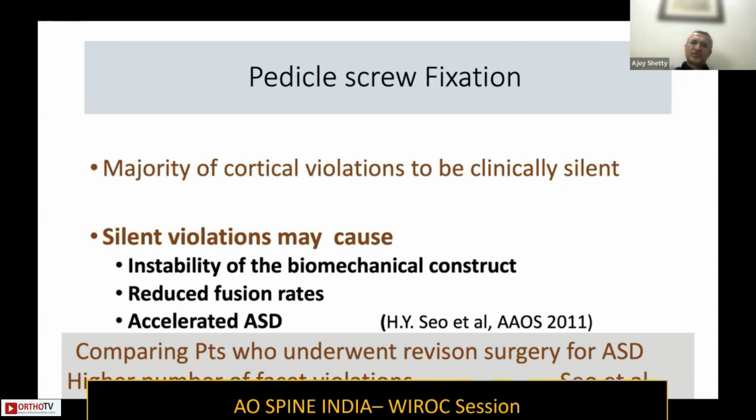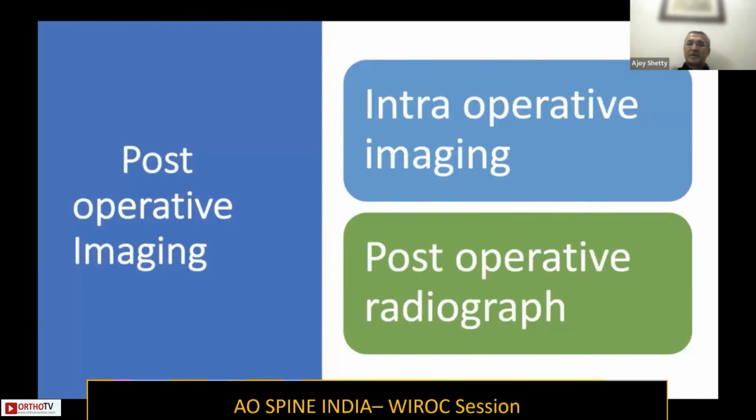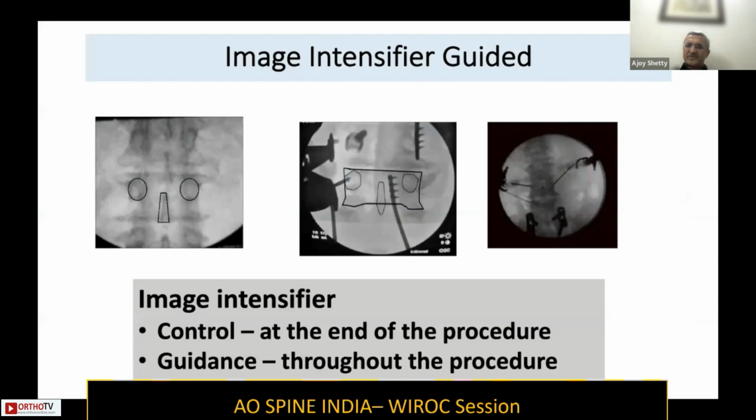But we also know that silent violations may cause instability, reduced fusion rate, and probably exaggerated adjacent segment degeneration with regard to facet damage. When you look at postoperative imaging, there are two components: intraoperative imaging and postoperative radiographs. We may use CT scans or MRI at other times, but most commonly, instrumentation imaging is either an image intensifier or postoperative radiographs.